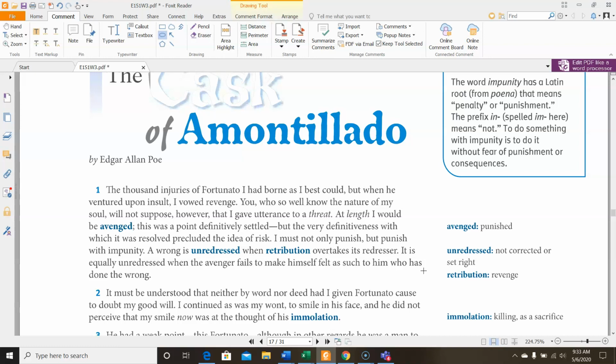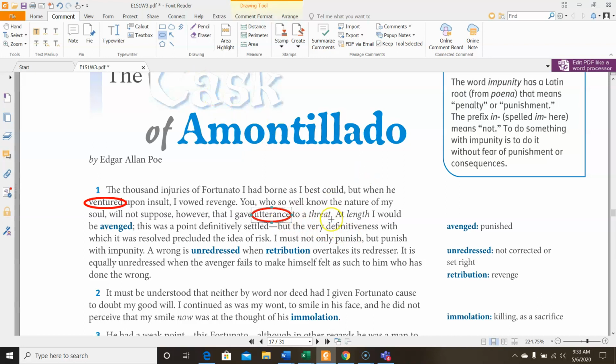So, some of these words are very unique, and we don't see them very often. So let's look for what we may or may not know. We have ventured, which is kind of like adventured. We have utterance, which means something that you speak. And then we have avenged, which over here tells us means punished. It's kind of like revenge, but a little bit different. Think about the Avengers.